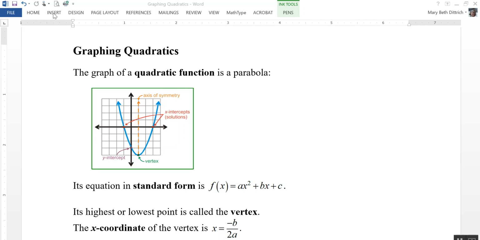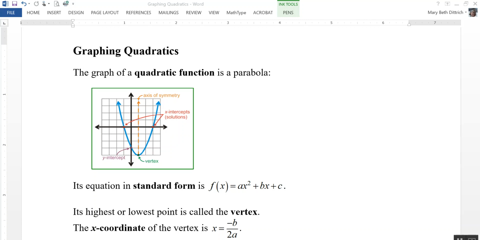This video is on graphing quadratics. The graph of a quadratic function is a parabola and looks like this. Its equation in standard form is f of x is equal to ax squared plus bx plus c. The highest or lowest point on the graph is called the vertex.